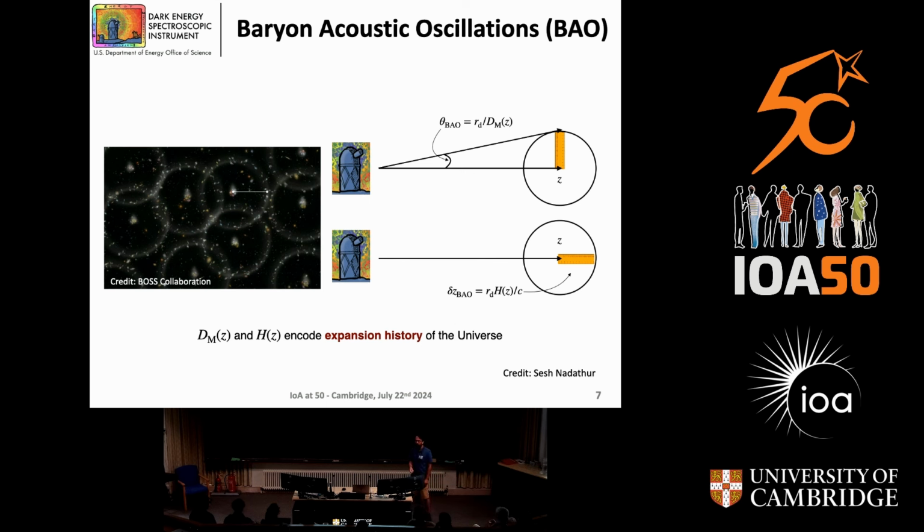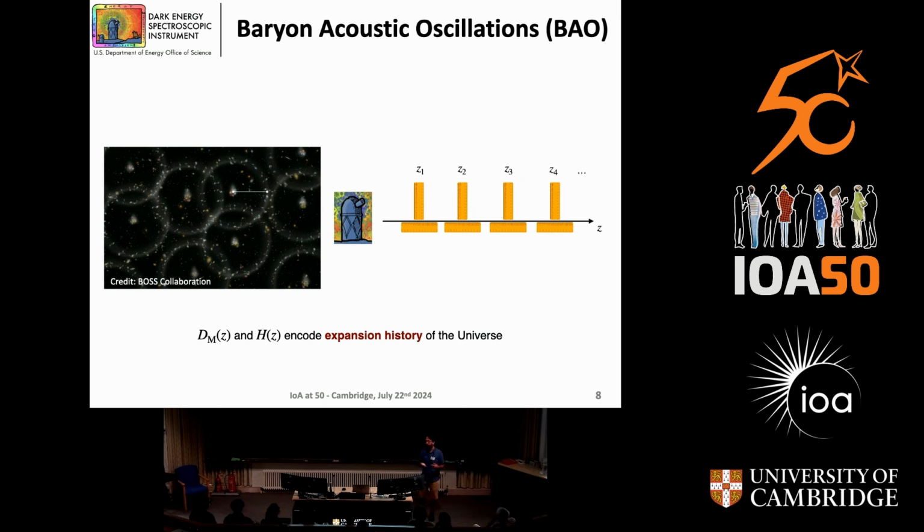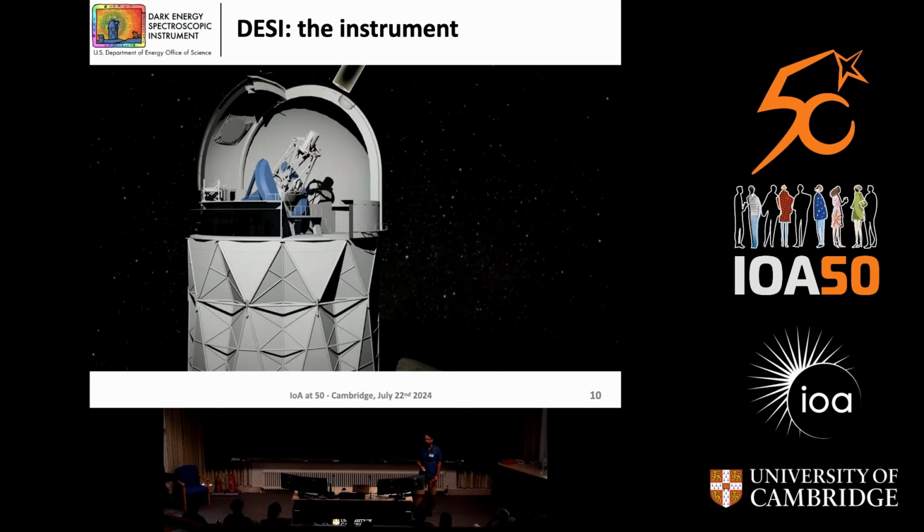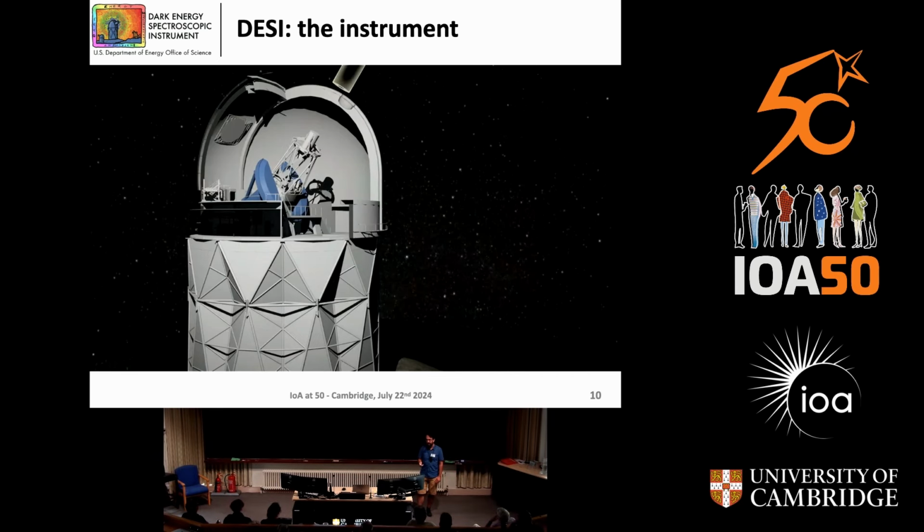So then we do this at different redshifts because we have galaxies at very different redshifts in DESI. So we have at the end 7 different measurements of the BAO distance along the line of sight and transverse, and by combining that we can put constraints on dark energy and other cosmological parameters. Right. So let's move to DESI.